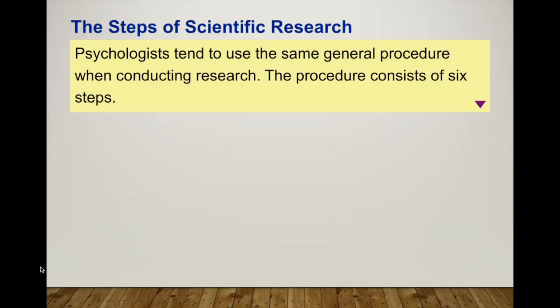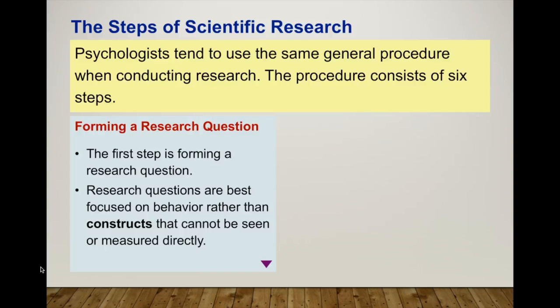The steps of scientific research. Psychologists tend to use the same general procedure when conducting research. The procedure consists of 6 steps. Forming a research question. The first step is forming a research question. Research questions are best focused on behavior rather than constructs that cannot be seen or measured directly.